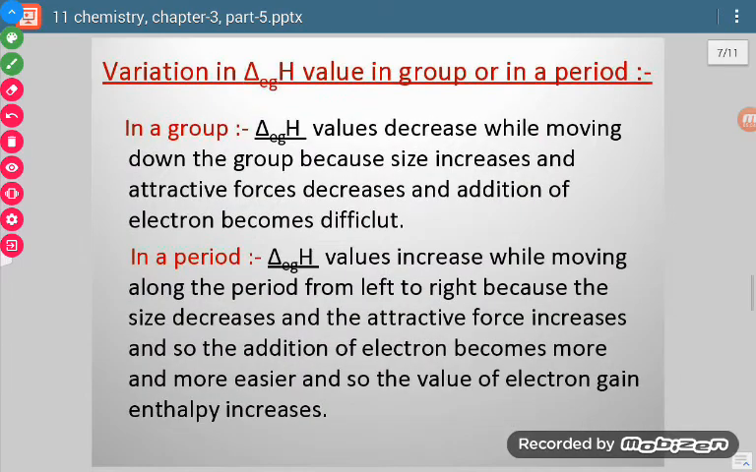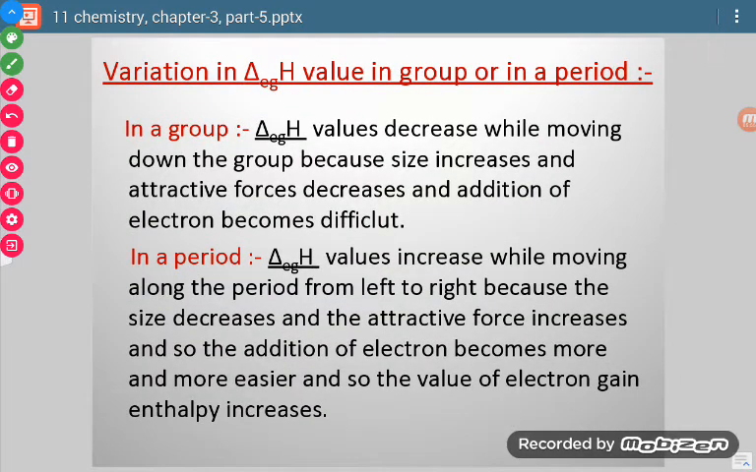Okay. Now how does the delta H Eg value vary in a group or in a period? Now see, when we talk about a group, what happens in a group? When we move from top to bottom, size increases.